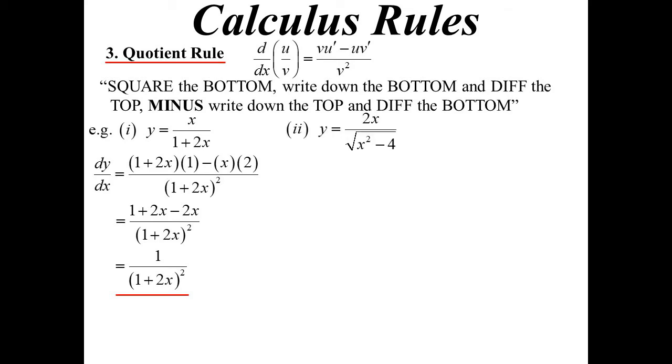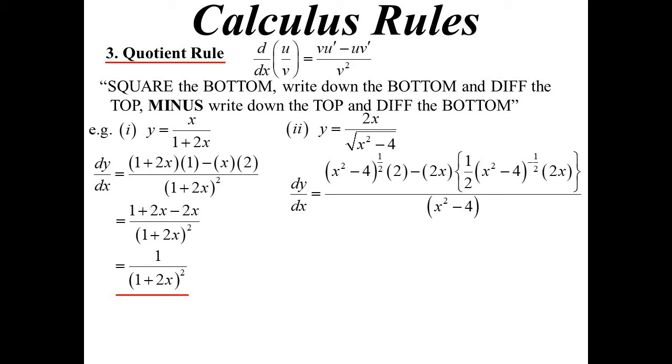So one where say we've got a third in the bottom here. So square the bottom, well when you square a square root, that becomes power of 1. Write down the bottom, x squared minus 4.5, diff the top 2, minus, write down the top 2x, diff the bottom, but now, when we diff the bottom, anarchy. Bring down the power, lower the power, diff the inside.